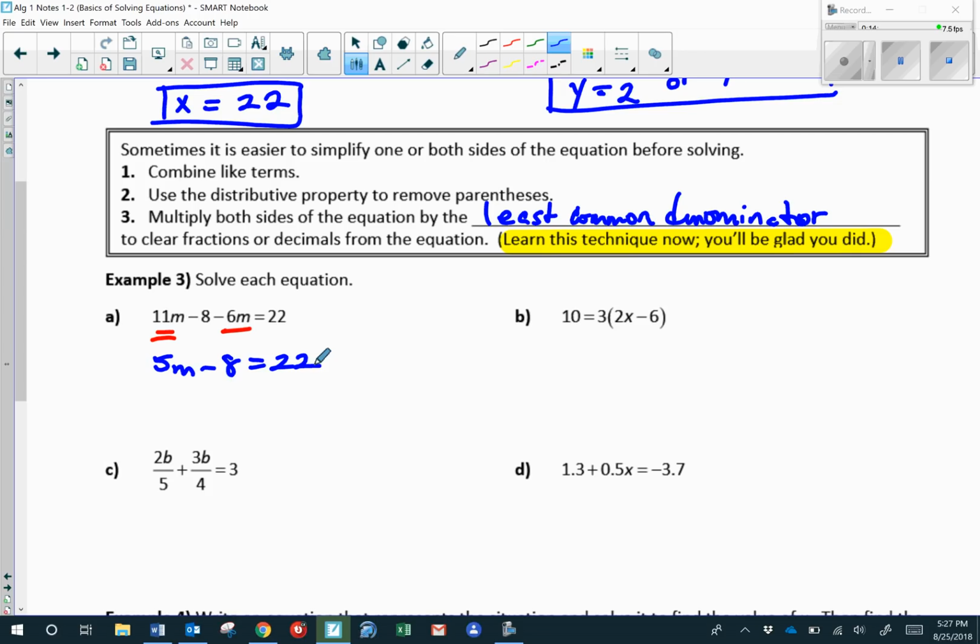Now think about what's happening to m. We have to undo the minus 8 first. So I'm going to add 8 to both sides of the equation. That will give us 5m is equal to 30. And then we have to divide both sides by 5. And that's going to give us a solution of m is equal to 6.